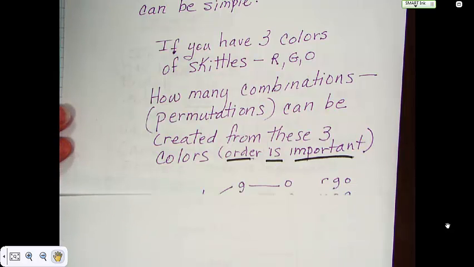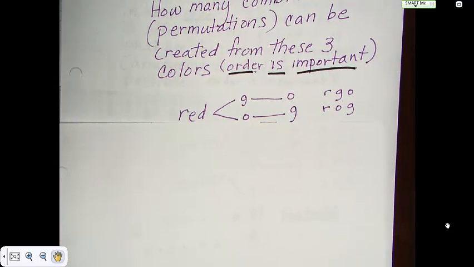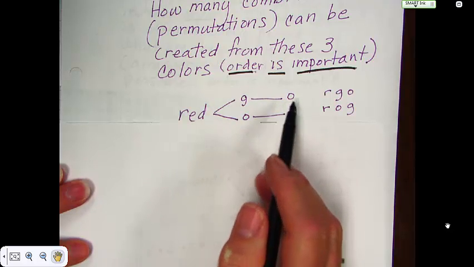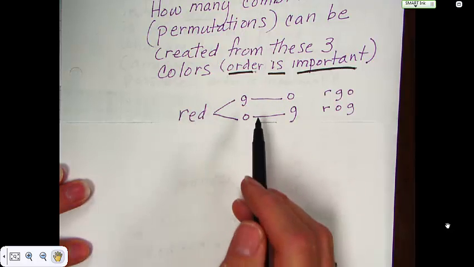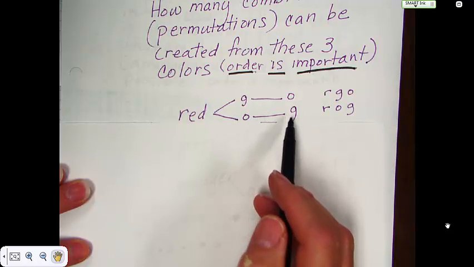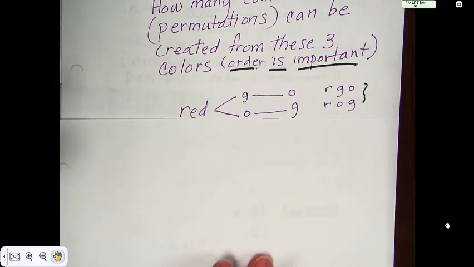Okay? So let's just start with the red Skittle. If we put the red Skittle in the first position, we can have green in second and orange in third. If we put the red Skittle in the first position, we can also have orange in second and green in third. And if you look over here, that's kind of listed right there on the right hand side. So we have 2 combinations with red in first place.